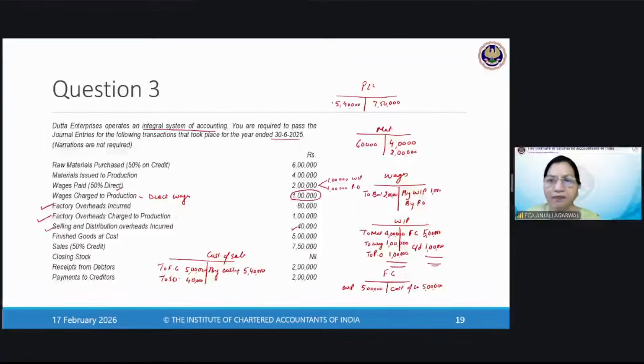So 2,10,000 might appear to be the profit, but there is one issue here. Production overheads, which is 1 lakh of wages and 80,000 of factory overheads incurred. So production overheads are incurred 180, but absorbed is only 1 lakh. So there is an under absorption. So 80,000, if that is charged to costing P&L, then your profit will further reduce to 130 only. Okay. So if you want, you can prepare all the accounts also. Okay, I will allow you to take screenshots.